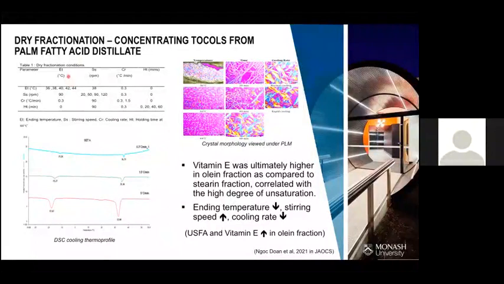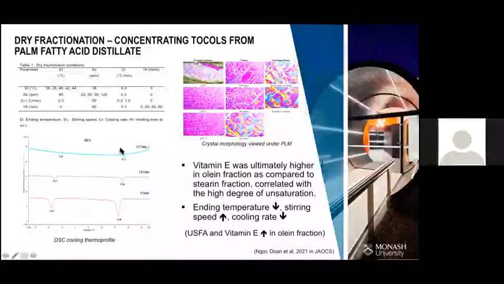For example, the crystallization temperature, the stirring speed, the cooling rate, and the holding times for the crystals to grow, to see how these phytonutrients can be concentrated in the olein fractions of the oil. And so this is the thermogram that we have. We look into the starting point, or the temperature where the oil started to crystallize, and it's found that the PFAD oil crystallized at around 36 Celsius.